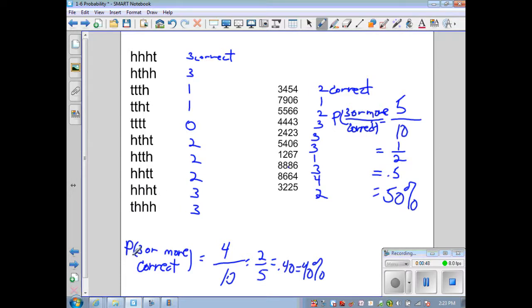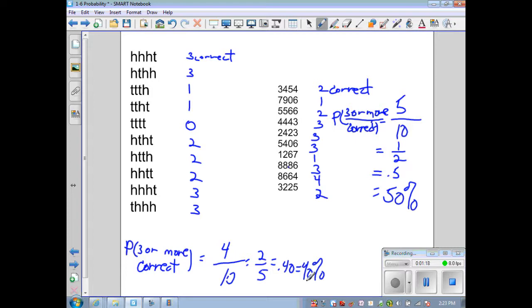So what's the probability of getting 3 or more correct? Well, I add up the number of total times I flipped the coin per group of 4, which is 10 groups of 4. Then, how many had at least 3 correct answers? And that gave me 4. Therefore, when I simplified, the probability was 2 out of 5. Or when I changed to a decimal, 2 divided by 5 is 0.40. And multiplying by 100 gives me 40% chance of getting at least 3 answers.